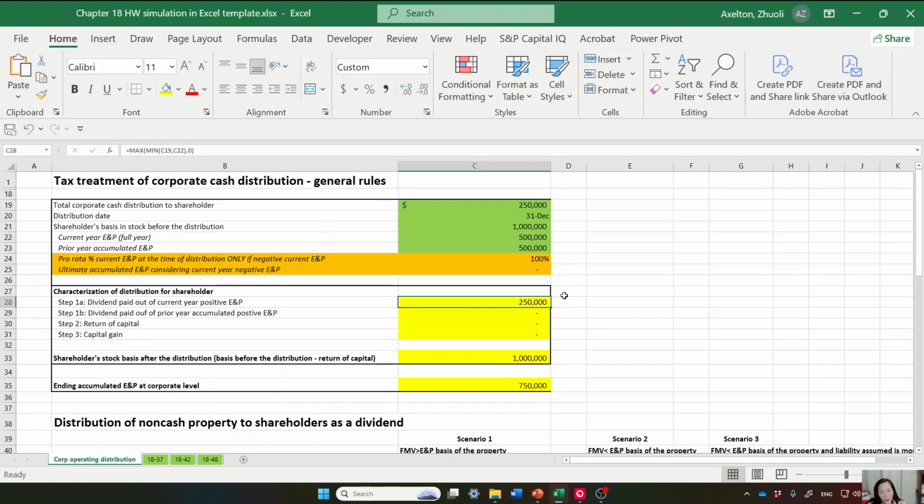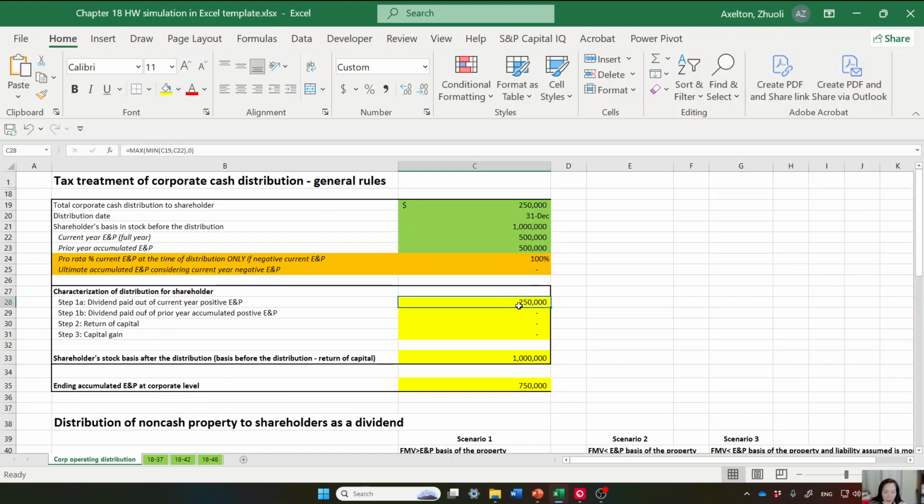In this case, for the first step, you can make your own notes or write down your understanding of this part. What they're doing is comparing the 250,000 against the current year E&P and seeing which one is smaller, right? So basically any distribution out of the E&P. The 250,000 is less than the 500,000, so 100% of the distribution will be treated as paid out of current year positive E&P, right? That's why it's the 250,000.